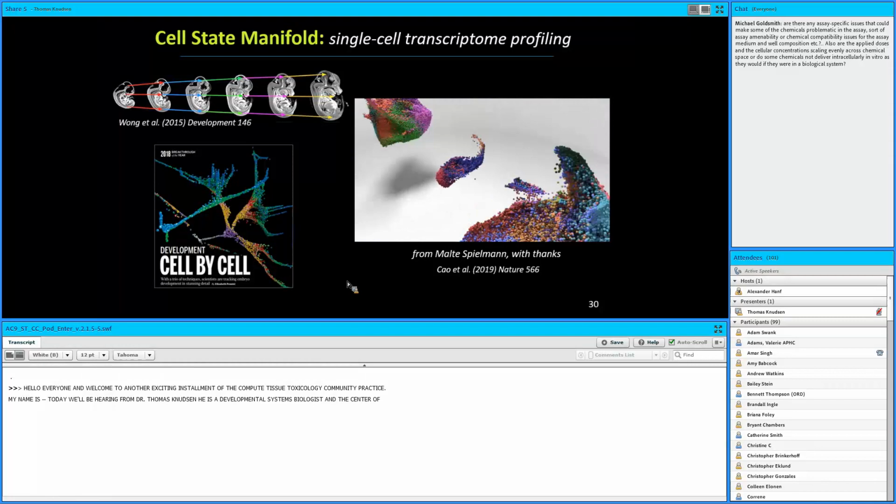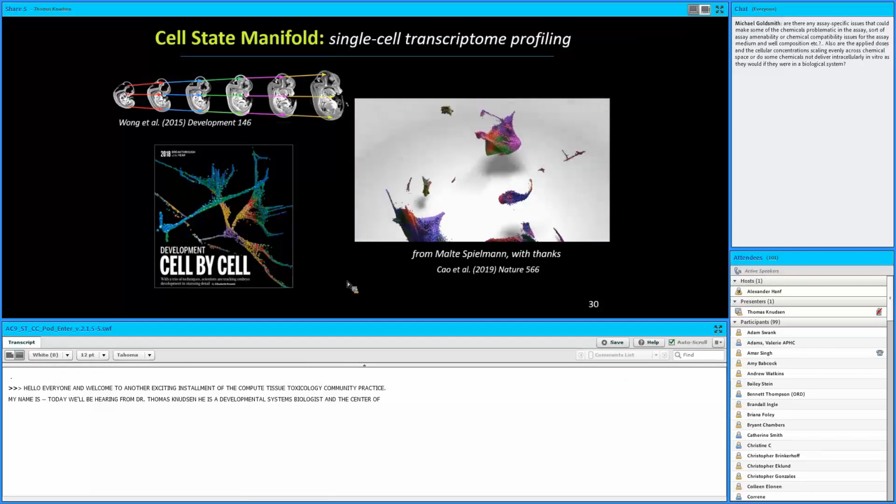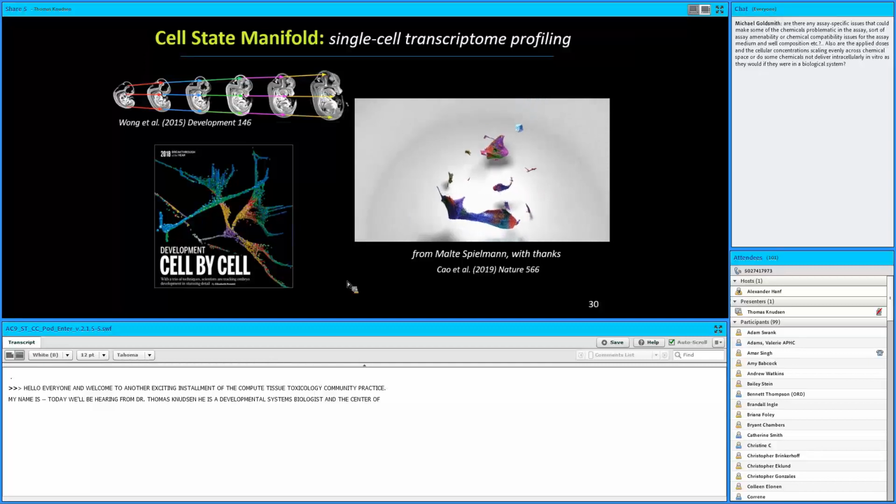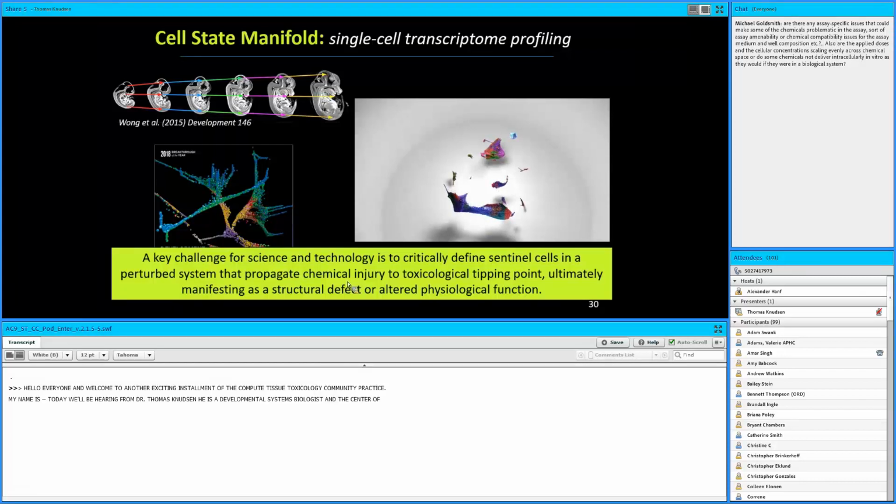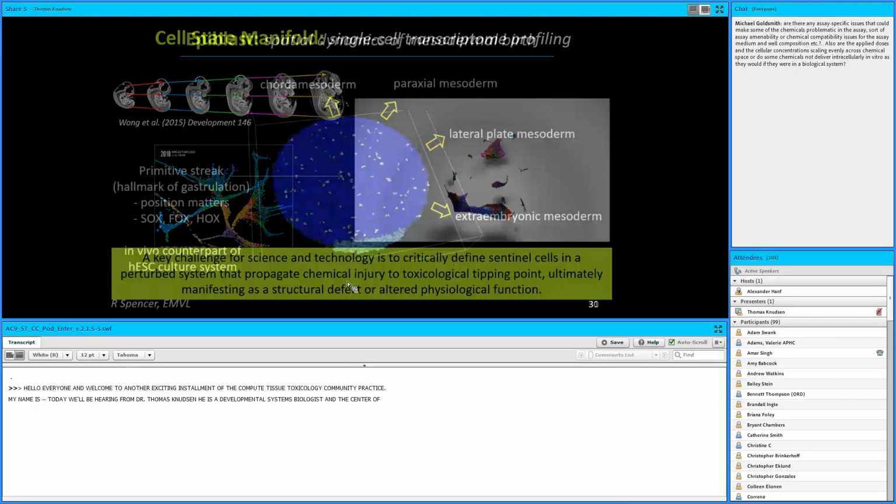Many of the cell types are connected together by similarities in states and in transitional cells that go from one state to the next. So single-cell RNA profiling, which was identified by Science Magazine as the breakthrough of the year 2018, is one important approach. And so a key challenge for science and technology is to critically define what the sentinel cell populations are in a perturbed system of the embryo.